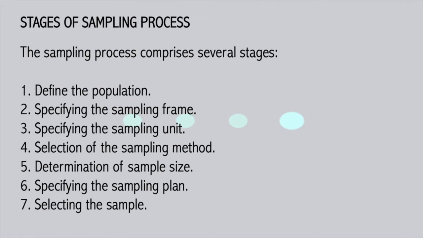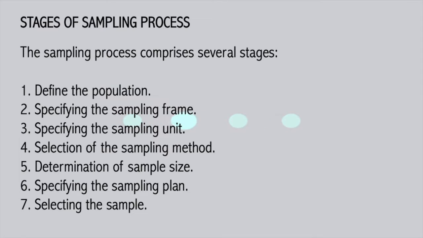Number four, selection of the sampling method. The sampling method outlines the way in which the sample units are to be selected. The choice of the sampling method is influenced by the objectives of the research, availability of financial resources, time constraints, and the nature of the problem to be investigated. All sampling methods can be grouped under two distinct heads, that is, probability and non-probability sampling.